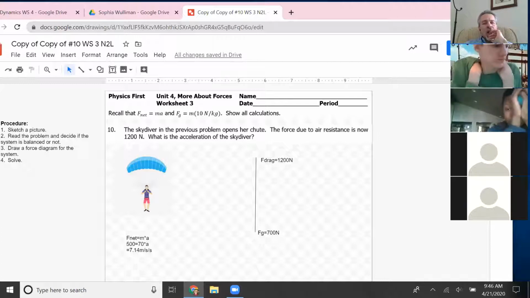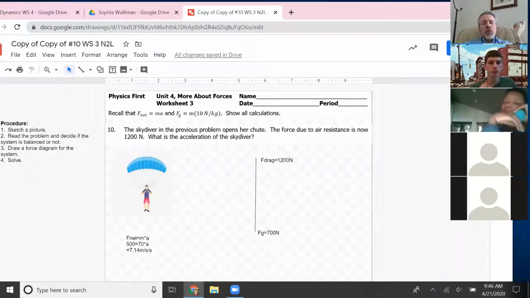I got the drag from the word problem when it says 1,200, and then I did the 700 newtons for the gravity. Okay, and then I subtracted them and got 500, and then divided that by 70. Cool. So you got 7.14 meters per second per second.